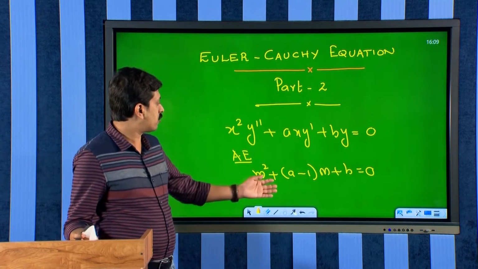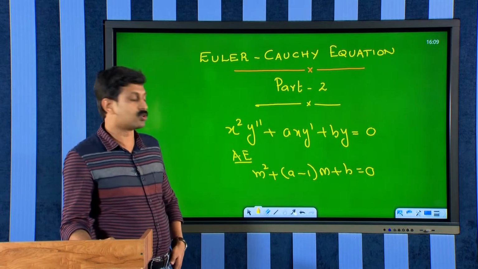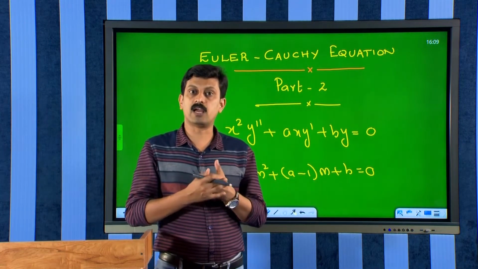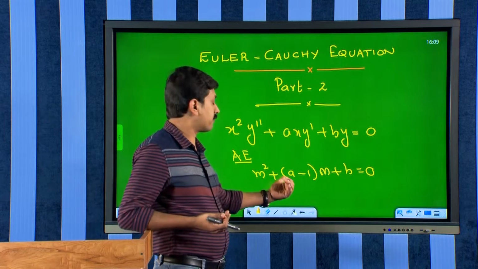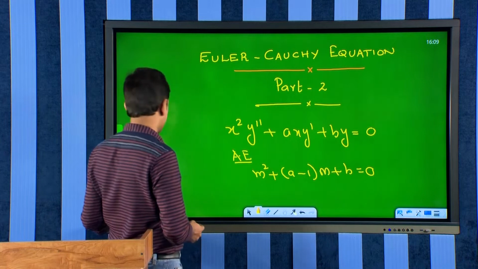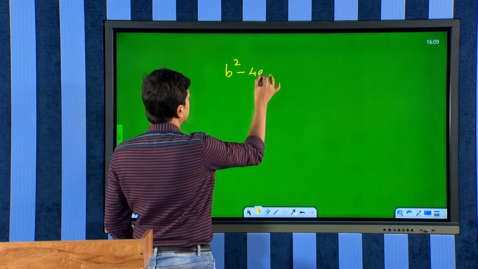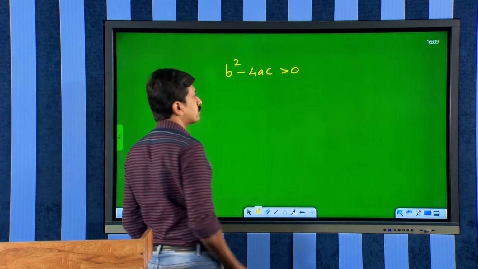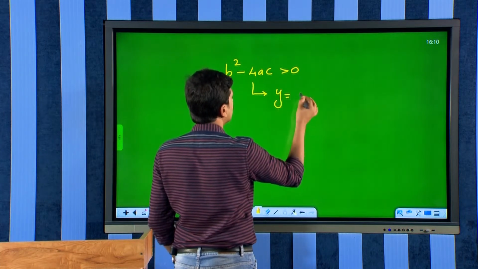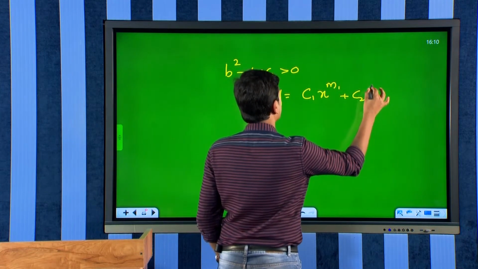Since the auxiliary equation is a quadratic equation, there are three choices for the roots. If the discriminant is positive, it can have real and distinct roots. In this case, we will have the solution if b square minus 4ac is greater than 0. We discussed its general solution as y is equal to c1 x raised to m1 plus c2 x raised to m2.